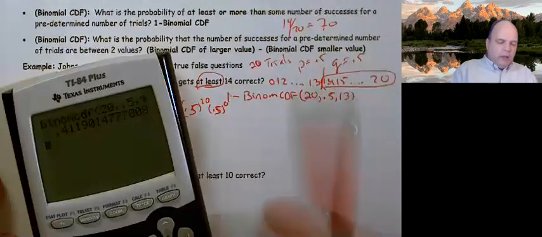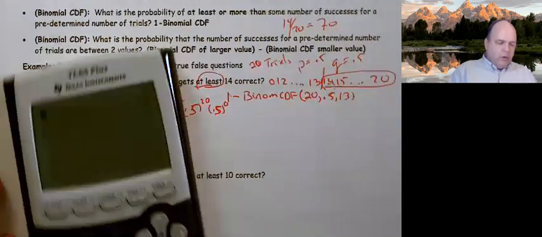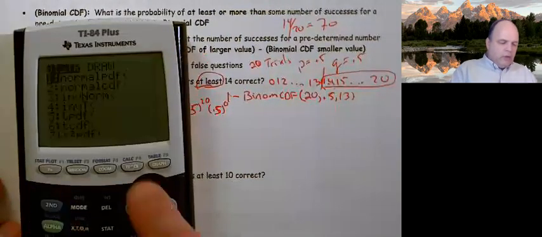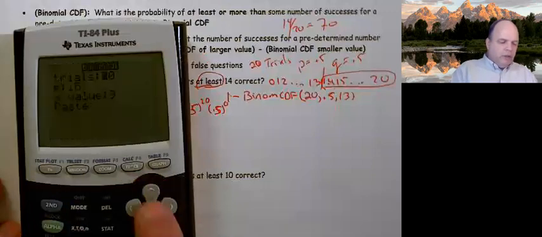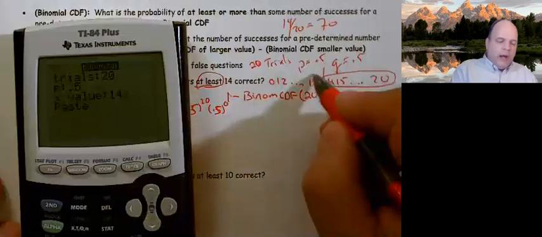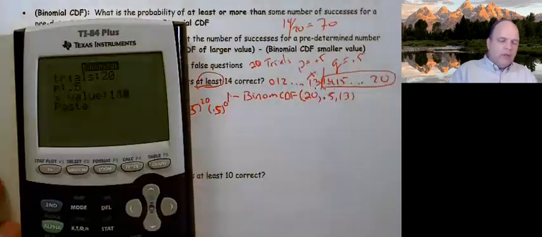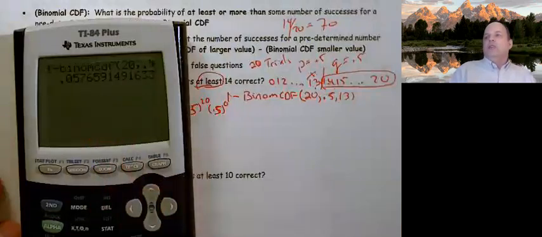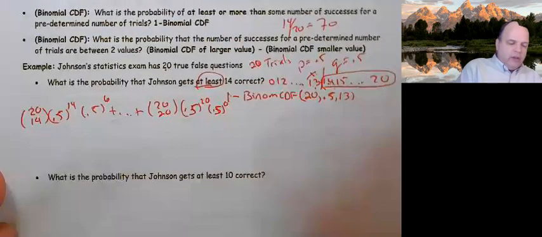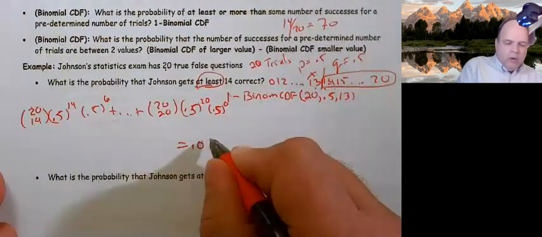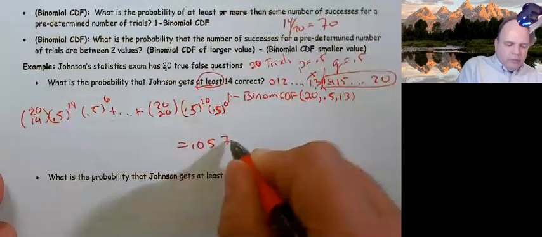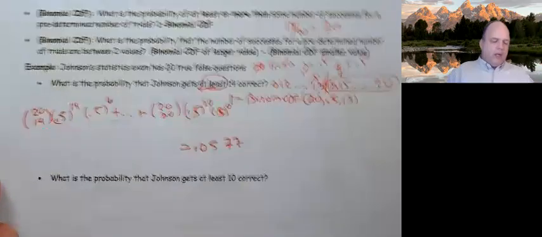And here we go on the calculator. We have 1 minus second vars binomial CDF, trials is 20, probability is 0.5. Our X value is the highest one we don't want, which is 13. So 0.057. There's a less than 6% chance, or about a 6% chance, that you can guess and pass this test. So 0.0577. All right, not quite 6%.